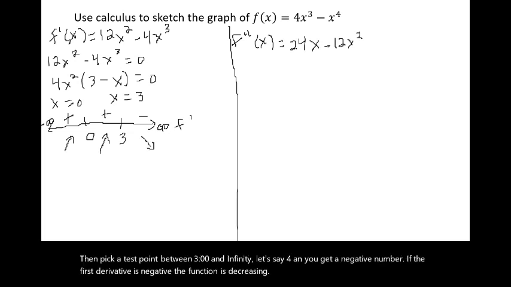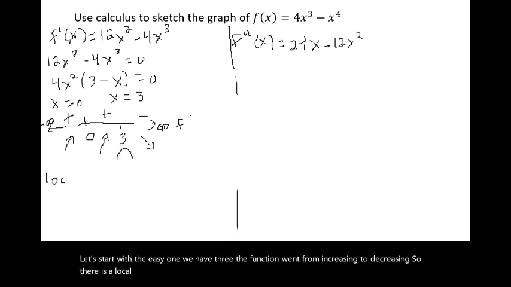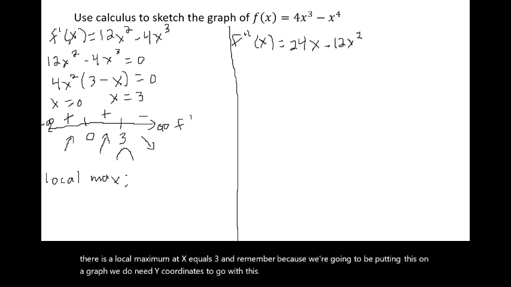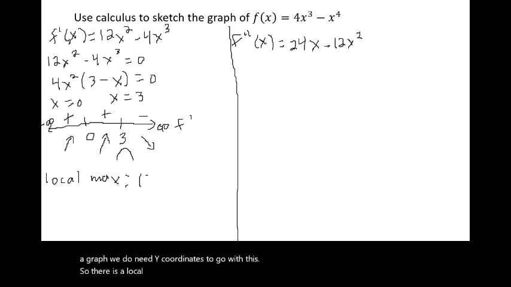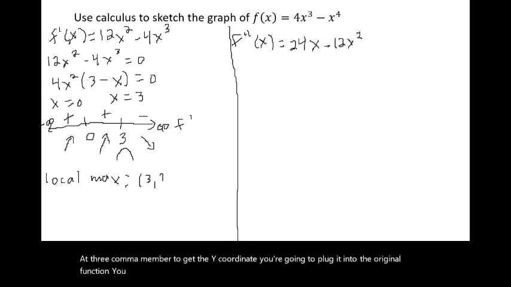So let's start with the easy one. We have 3. The function went from increasing to decreasing, so there is a local maximum at x equals 3. And remember, because we're going to be putting this on a graph, we do need y-coordinates to go with this. So there is a local maximum at 3, comma, remember, to get the y-coordinate, you're going to plug it into the original function, you get 27. So 3, 27 is a local maximum.